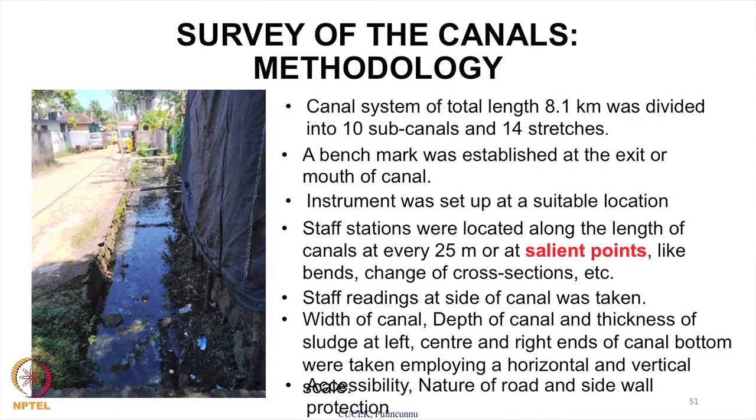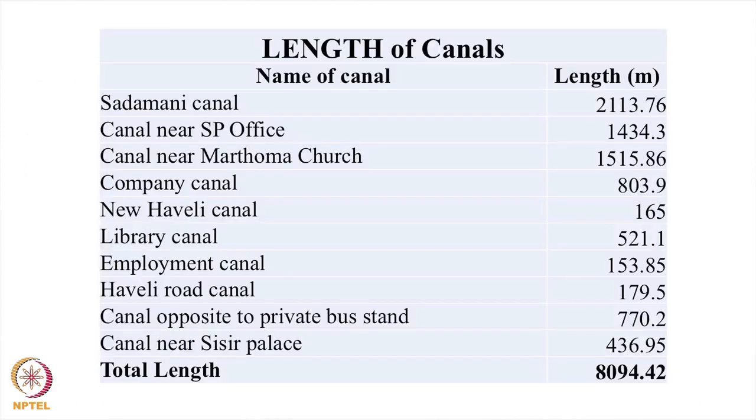Basically, civil engineering methodology with staff readings, the basic civil engineering survey we did. This is the result. The length of the canal varies from 2.1 kilometers to 165 meters. Our pilot canal is this one, which is actually the second biggest canal, 1.5 kilometers. What you will be doing is the biggest canal, that is 2.1 kilometers, Shadamini. That's the canal that you are going to do.